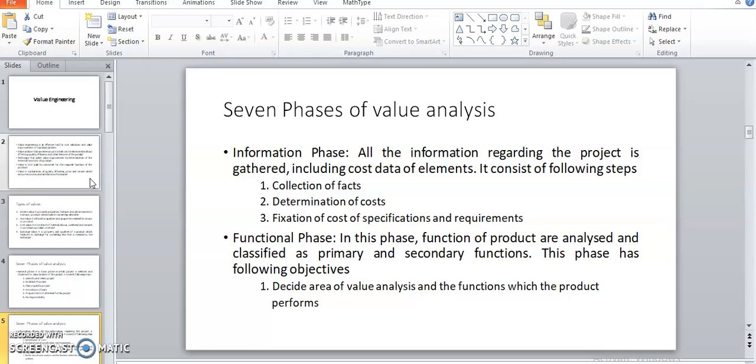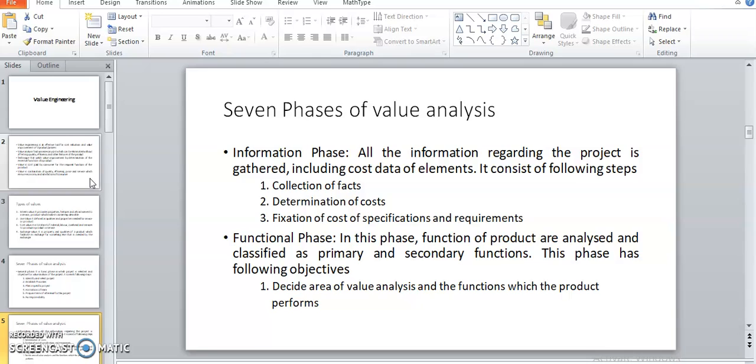So it is the information page. It collects all the information regarding this project. In this phase, we collect the facts regarding that project, the cost related to that project, and how we can reduce that cost as per specification and requirement.